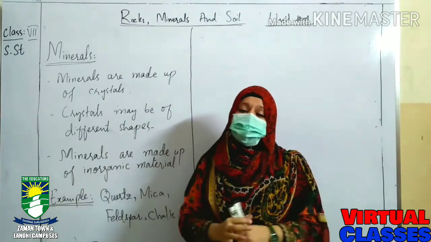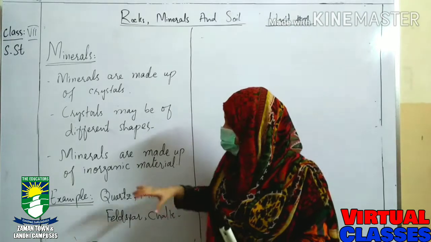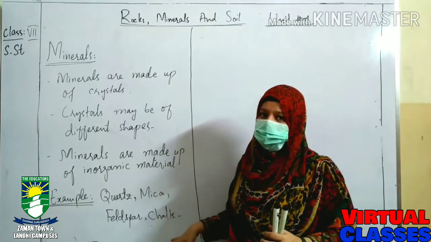So it depends on which mineral is having which sort of shape. The examples of minerals are quartz, mica, feldspar and chalk.